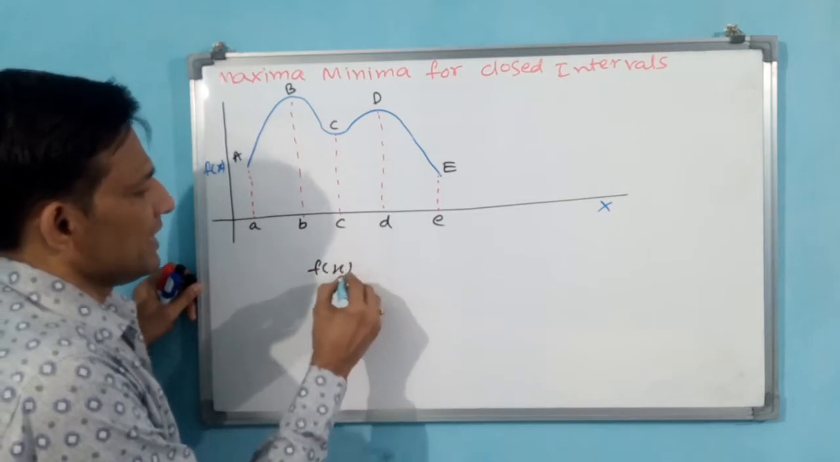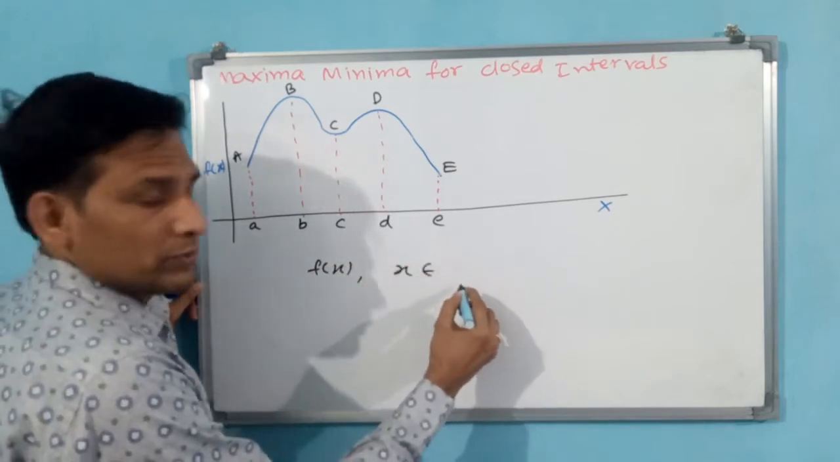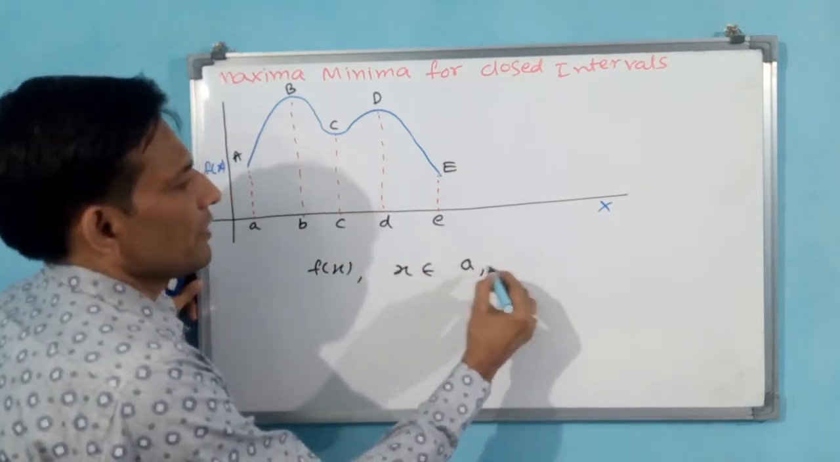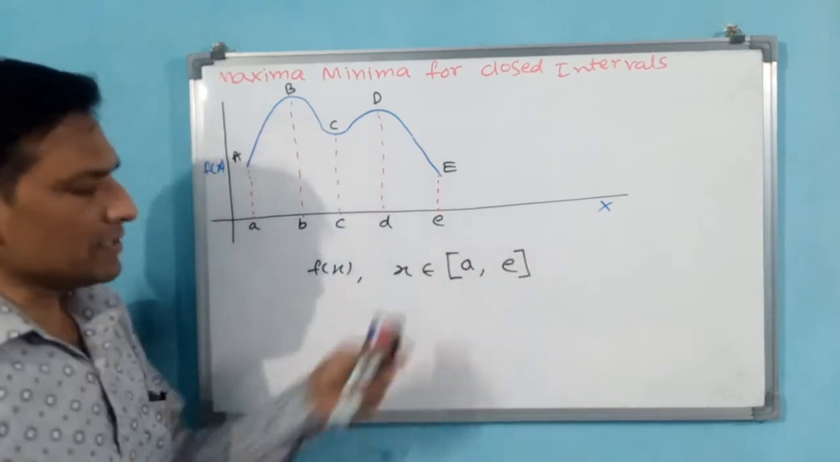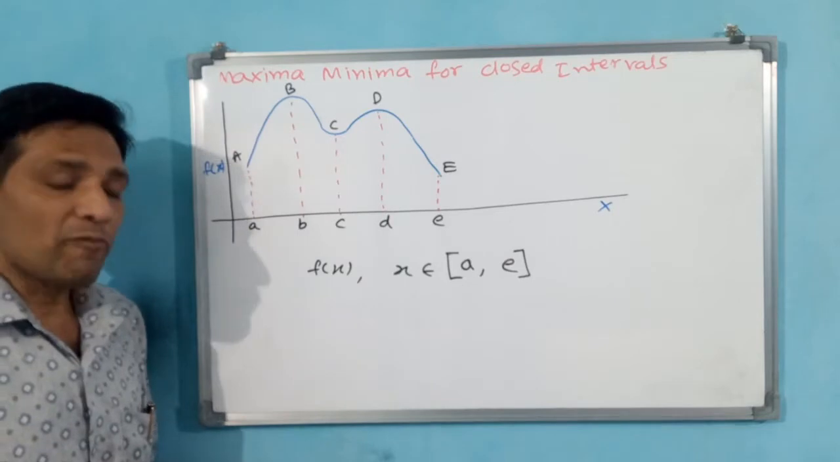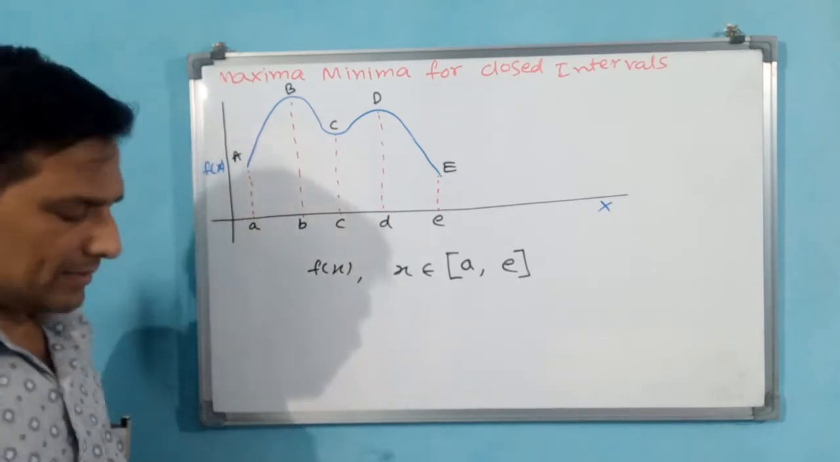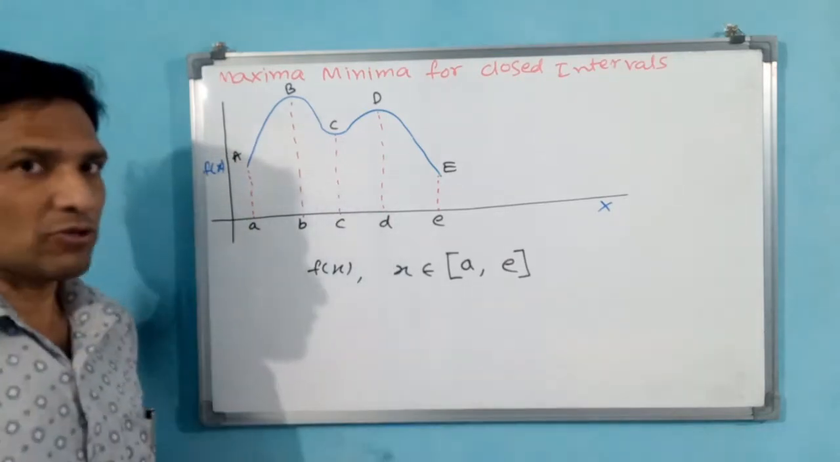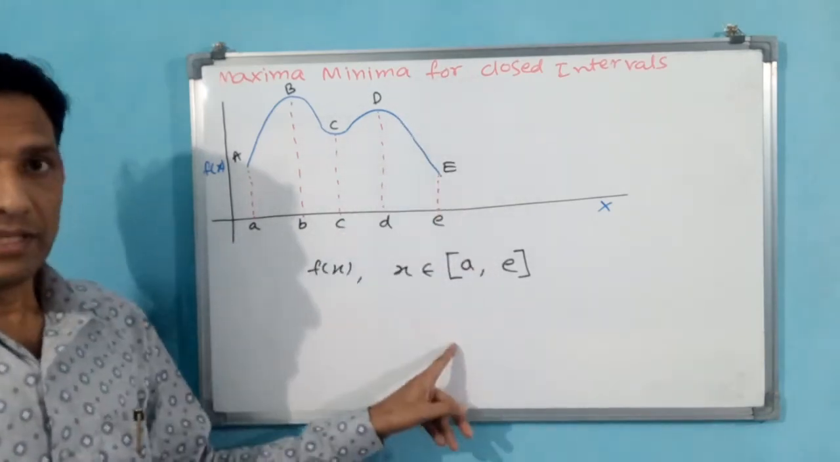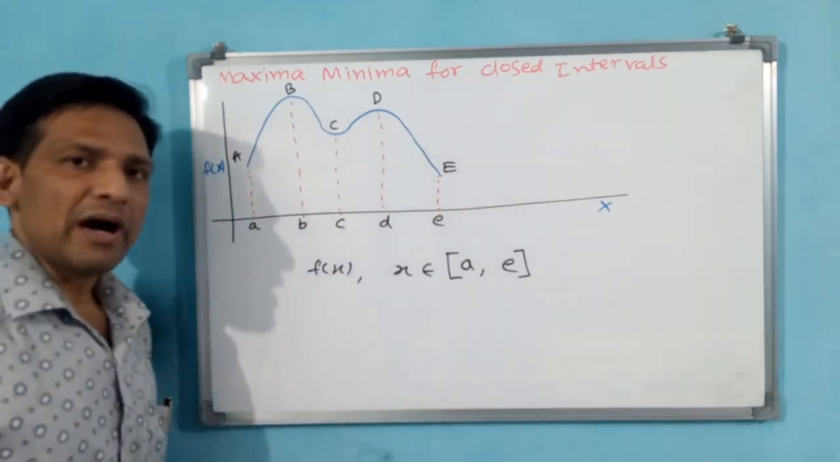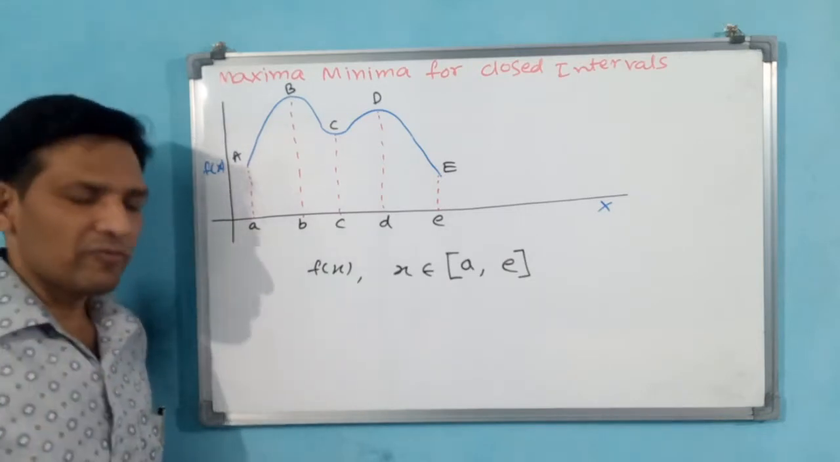Say f of x is there, but x belongs to a to e, but this is under a closed interval. Like this question, can we do? Have we done? Until now, no, not done. Why? Because the closed interval questions we have not done. If at all a closed interval comes for functions, then what will be the maxima minima? And what term are we going to call it?